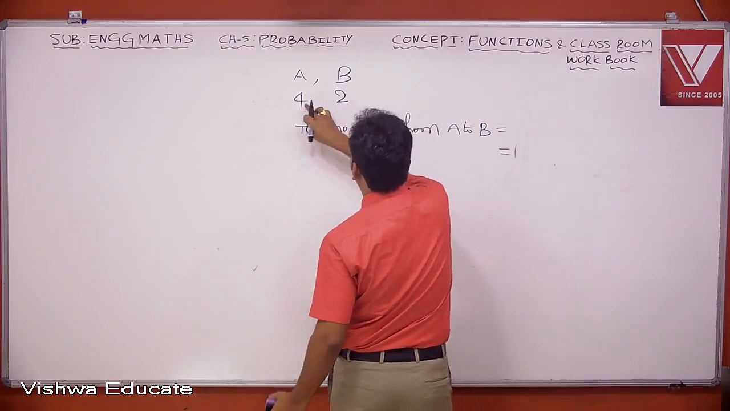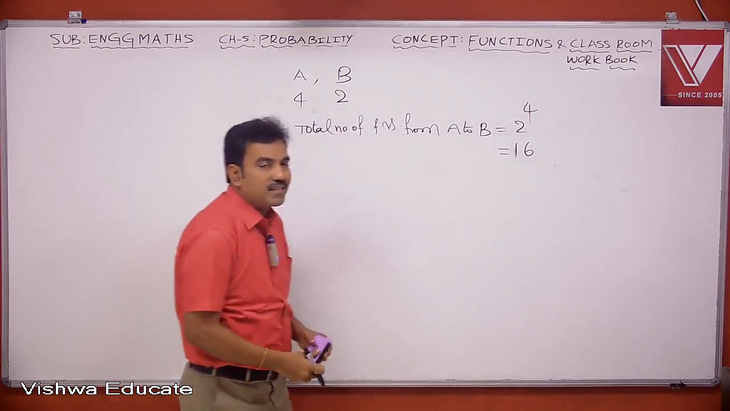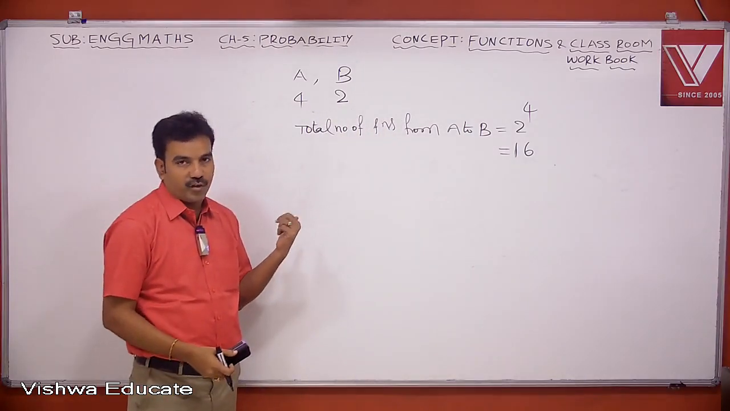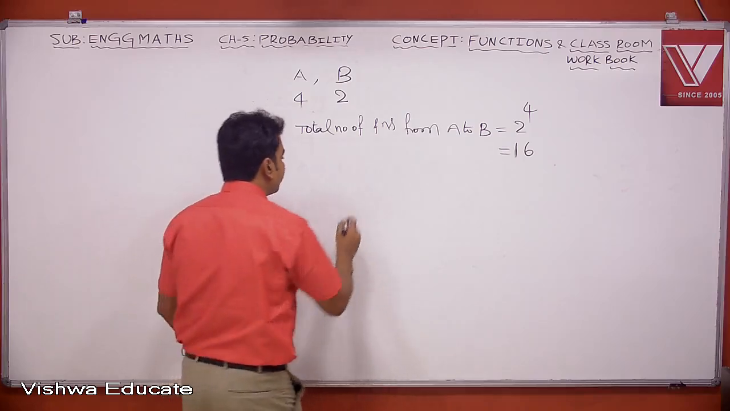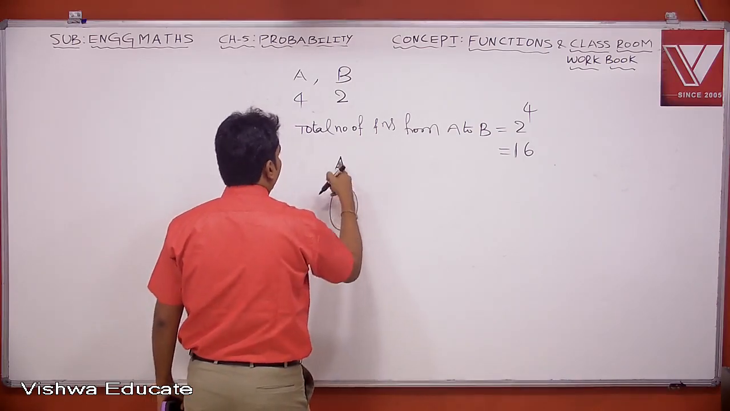So here 2 elements, here 4 elements. This is 2 power 4. It is 16. So out of these 16, how many functions are onto functions? Let us see. Suppose A, here assume that A has 4 elements.